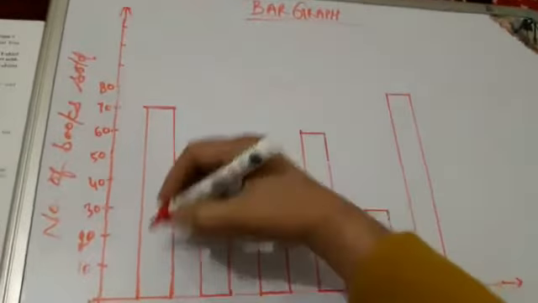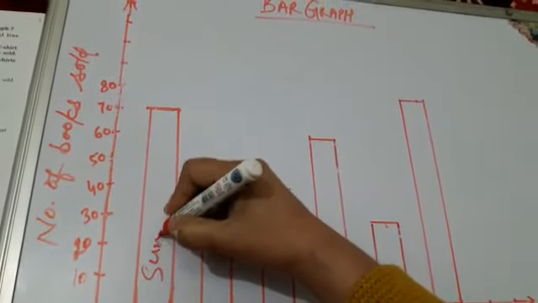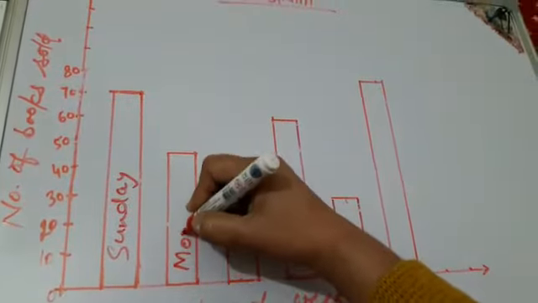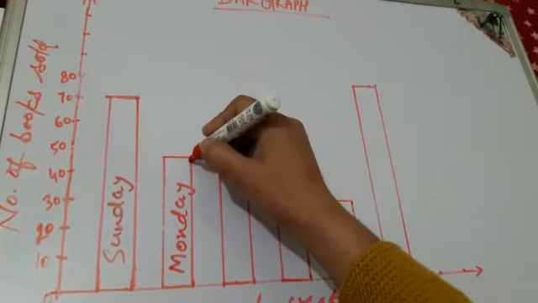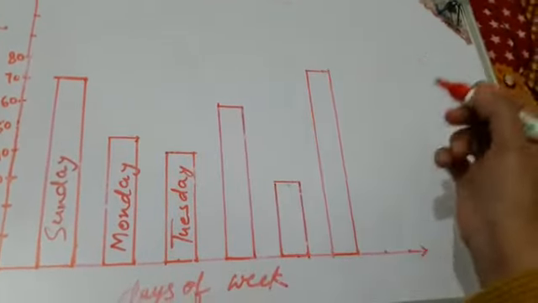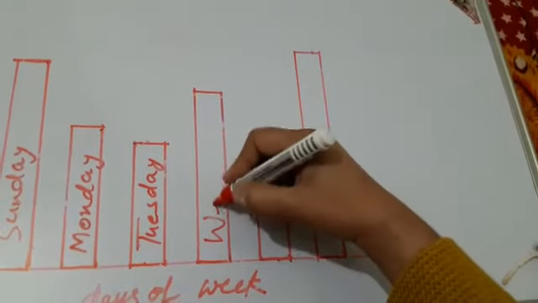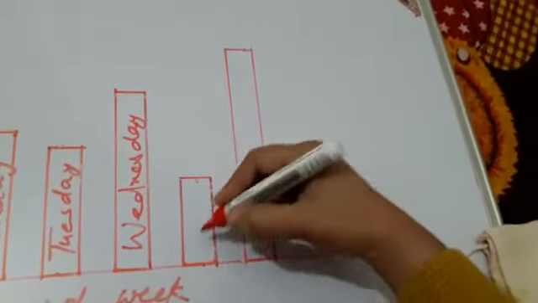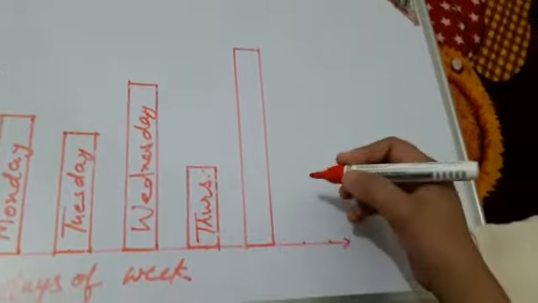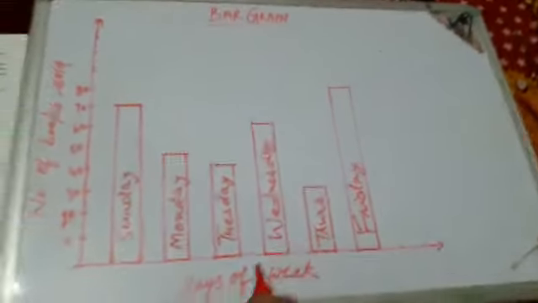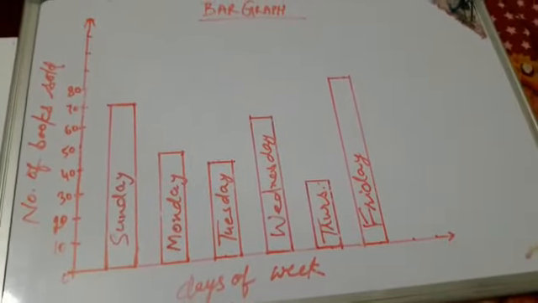Now I will complete this bar graph. Sunday 70, Monday 45, Tuesday 40, Wednesday 60, Thursday 30 and Friday 80. So this is our bar graph.